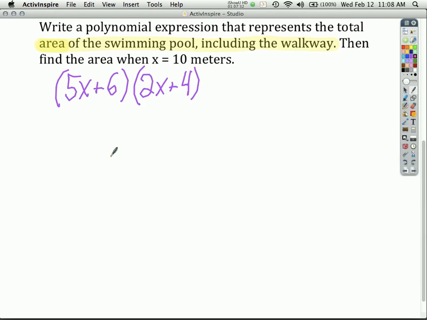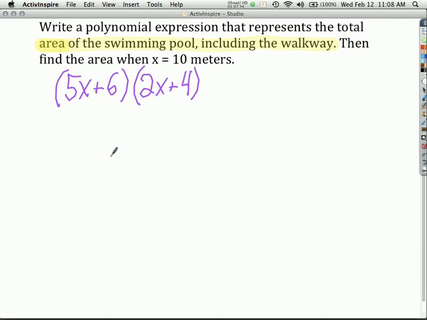Let's do the F's. Could someone tell me the result of the F's? Tristan? 10x squared. 10x squared. Very good. What about the O's? Someone can tell me the result of the O's. Kezekiah? Very good. What about the I's? What will the I's be? Kamoy? 12x. And the L's? Sharik? 24. 24.